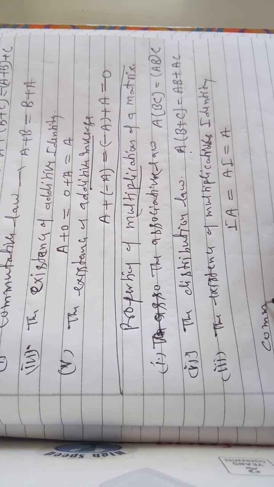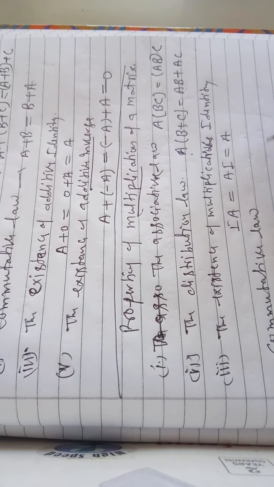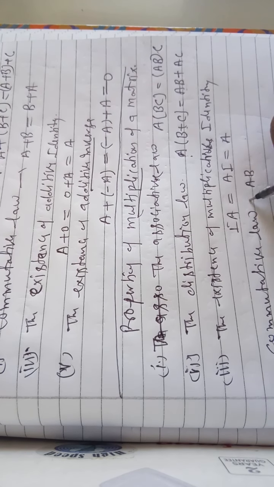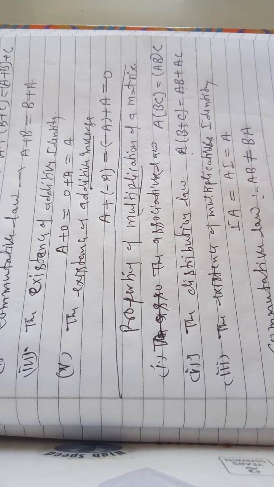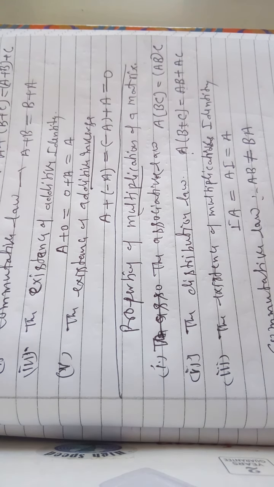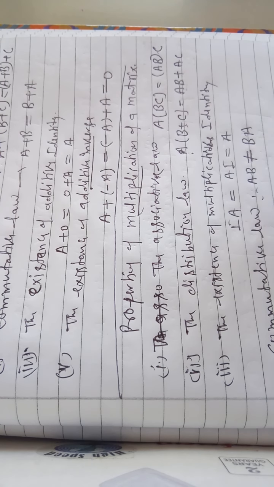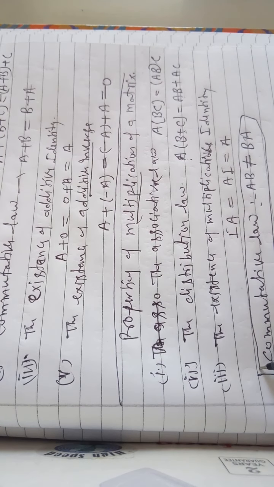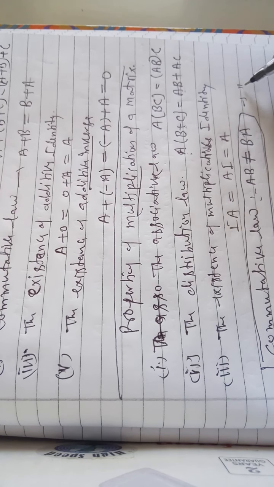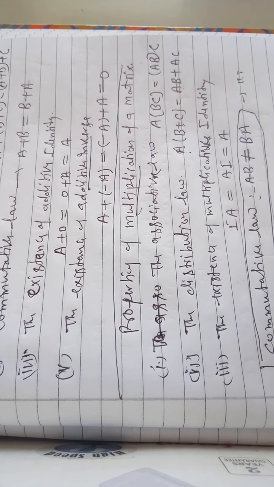Commutative law is not valid. AB is not equal to BA in matrices. This law holds in numbers but does not hold under matrix multiplication. Okay, under multiplication of matrices it is not valid. This is important. This question is coming in the IIT examinations.